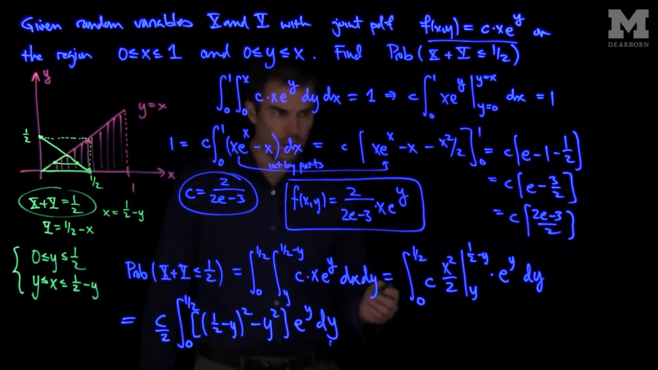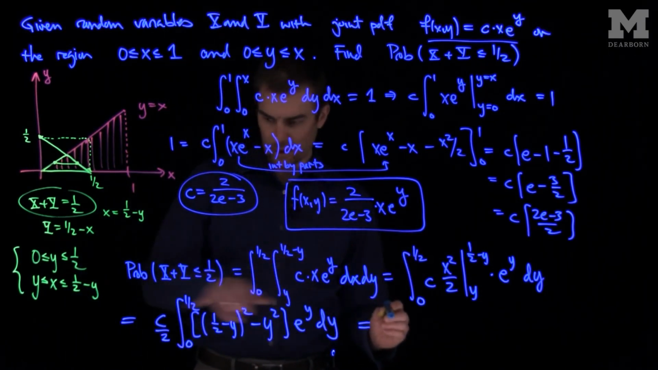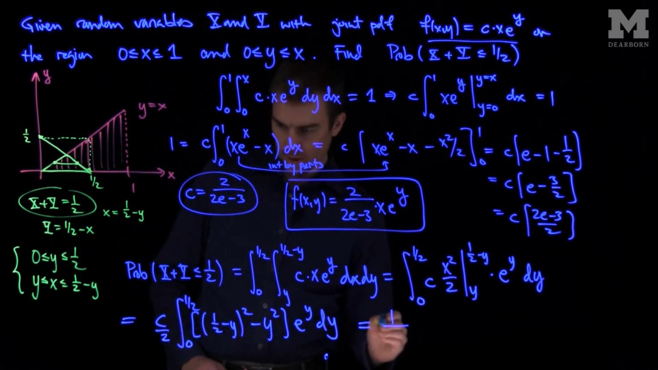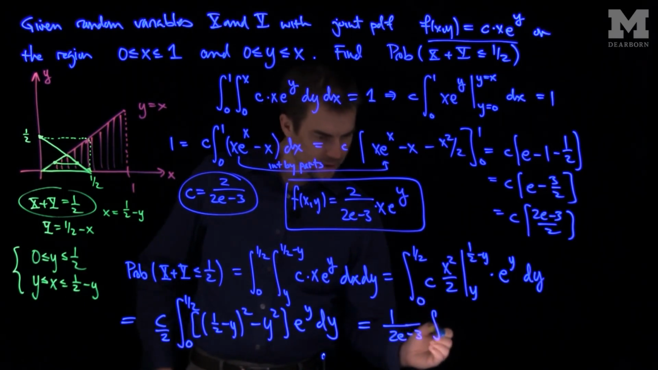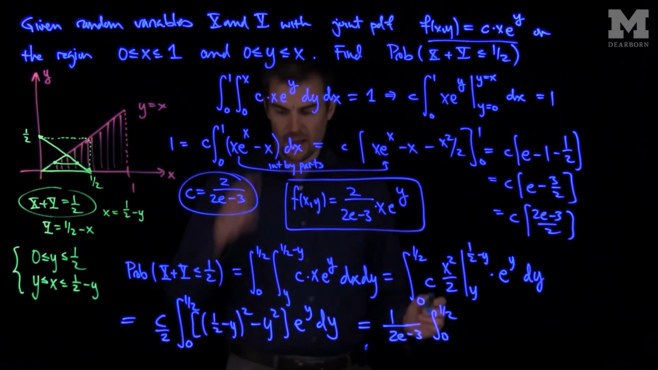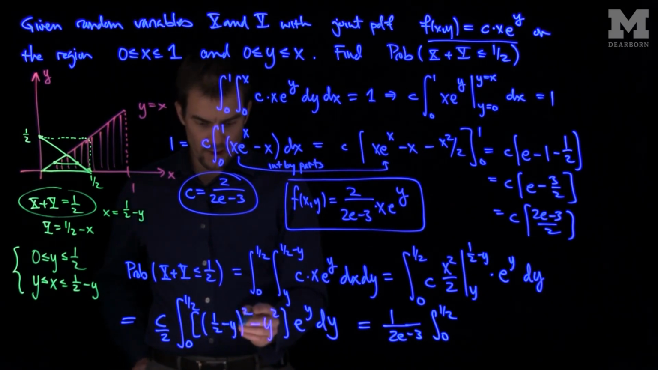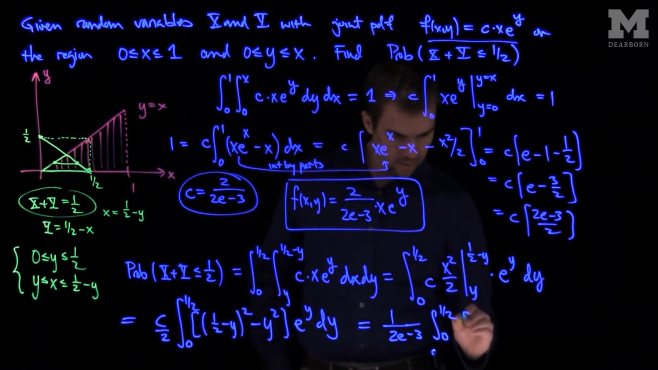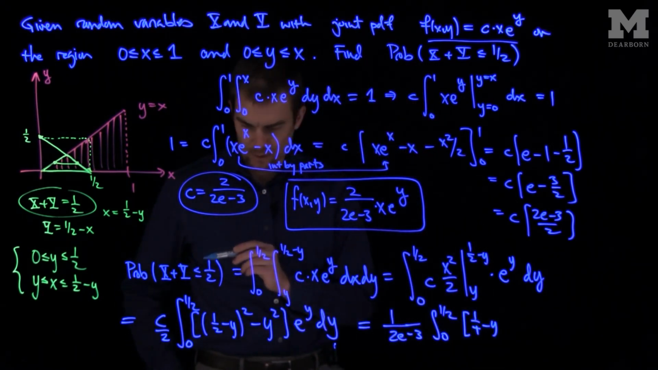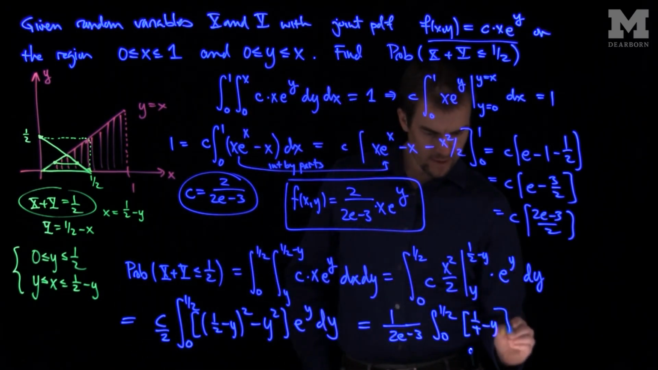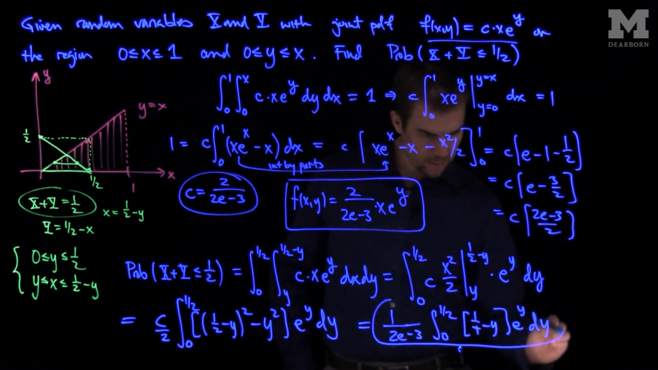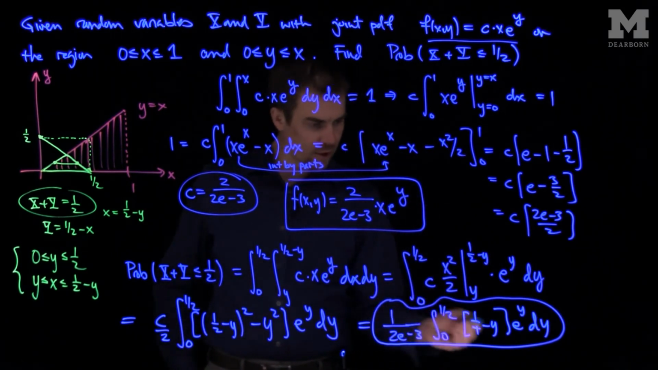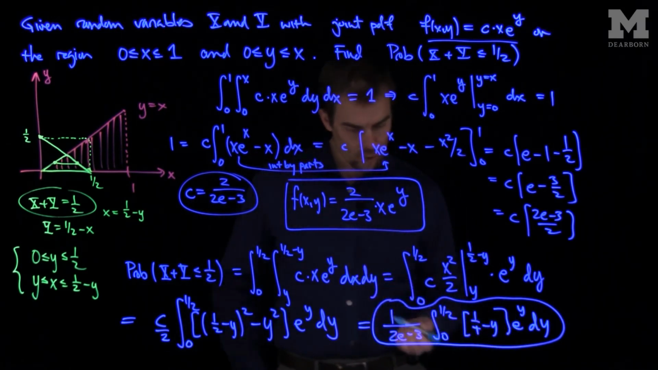And so to finish this problem, all one needs to do is say that we can write this, of course, as just 1 over 2e minus 3, the integral from 0 to 1/2. And then if we expand this out, we'll have a 1/4 and then minus y. So this is going to be a 1/4 minus y. Then the y squared terms are going to cancel out. And then we'll have times e to the y dy. So this is our probability. To finish this problem and find a numerical value, we'll integrate this integral by parts and compute the numerical value.